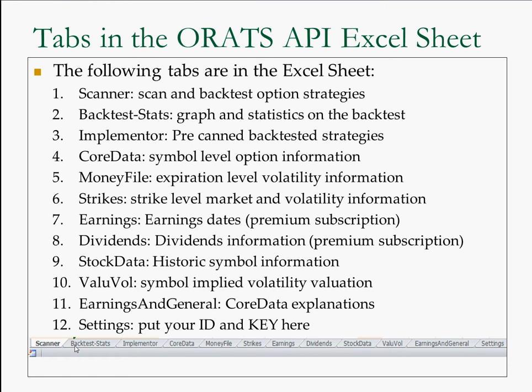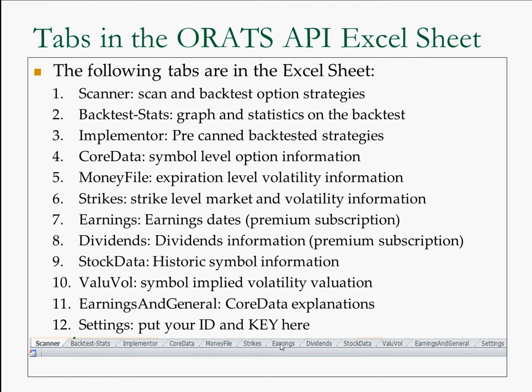Scanner, where you could scan and backtest option strategies; backtest stats that will show you the statistics in a graph; an implementer where you can look at pre-canned strategies; core data where you'll see symbol level option information. The money file has expiration level volatilities by buckets of deltas. The strikes is the option level market data and implied volatility tab.